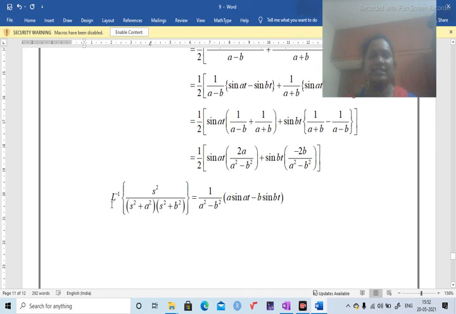That means L inverse of s square by (s square plus a square) into (s square plus b square) equal to 1 by (a square minus b square) into (a into sin at minus b into sin bt). This 2 and this 2 get cancelled.